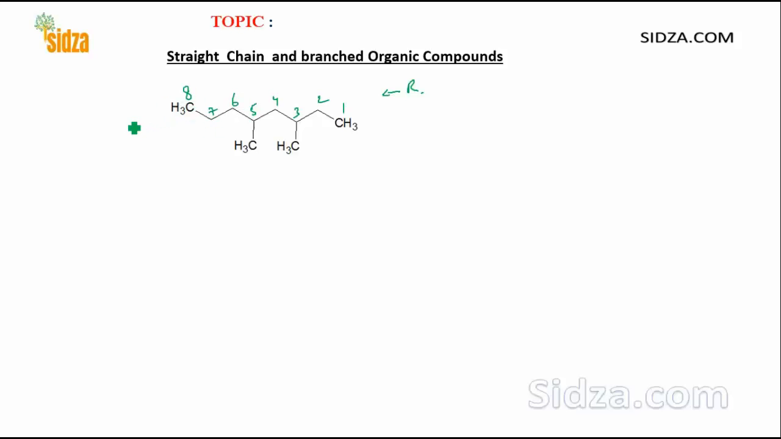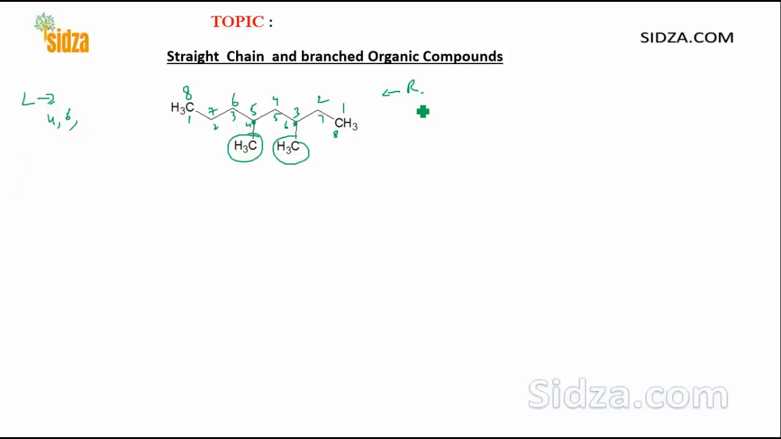Why don't I start the numbering from here? Because in that case the substituent group will be 1, 2, 3, 4, right? So this will be the 4 and this will be 6, right? So the set of locants, if I start the numbering from the left side, this will be 1, 2, 3, 4, 5, 6, 7 and 8, right? So the set of locants means the position of the substituent groups that we have from the left side numbering will be 4, 6, right?